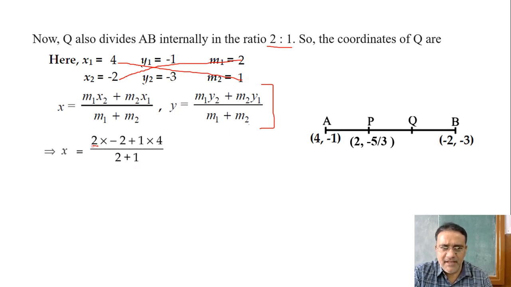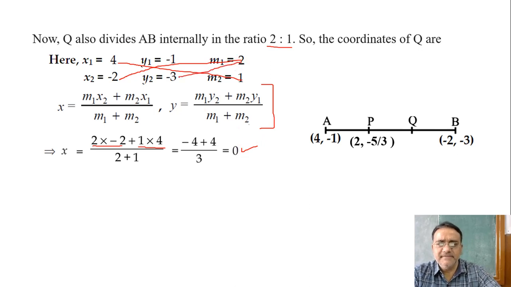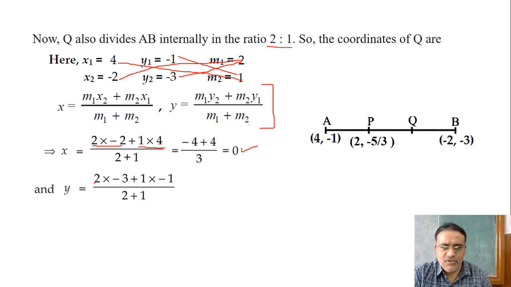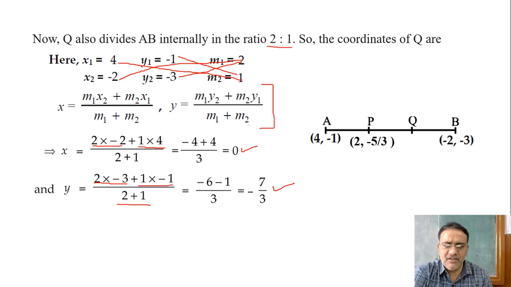Okay, so minus 4 plus 4 by 3. So that is equal to 0. For y, 2 into minus 3 plus 1 into minus 1. So this will be minus 6, this will be minus 1, upon 3. So minus 7/3. So is this method easy or that one easy?